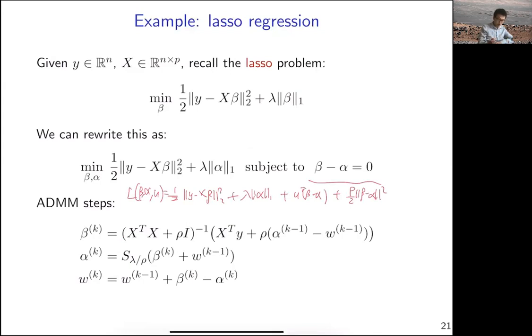Okay, so suppose we first optimize over beta. Notice that this term, this term, and this term depend on beta. So this is a quadratic minimization problem over beta where a closed form solution exists. You can work it out by taking the gradient and setting it to 0. The update rule for beta simply involves solving a linear system of equations of this form. But this is a ridge regression solution, right? So this is simply solving a ridge regression with a regularization parameter rho.